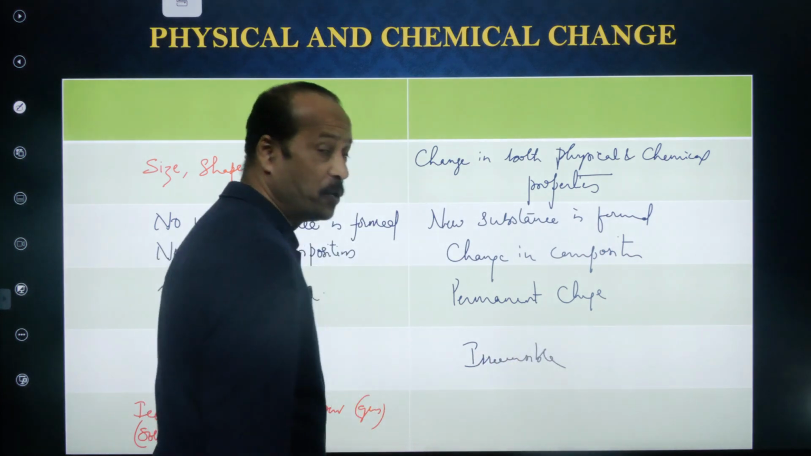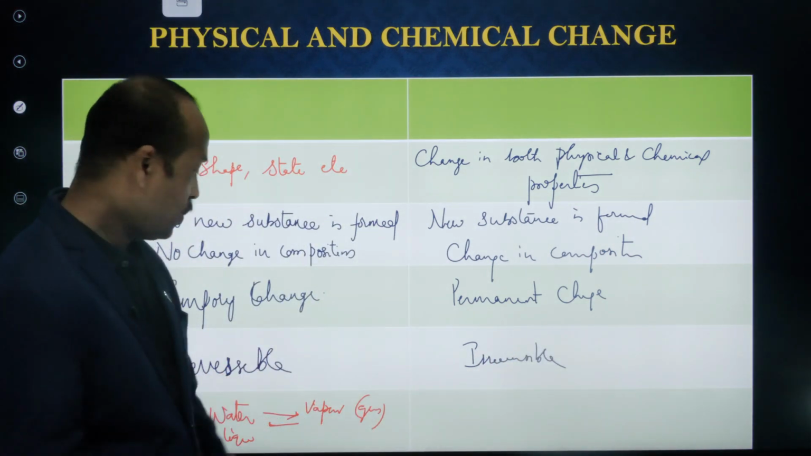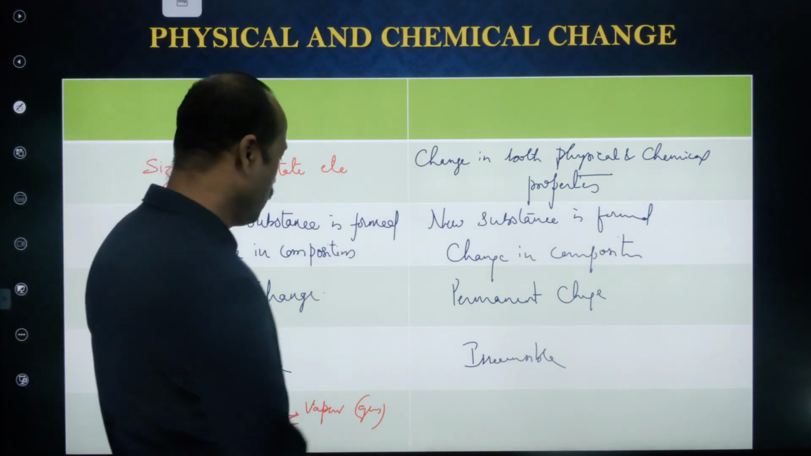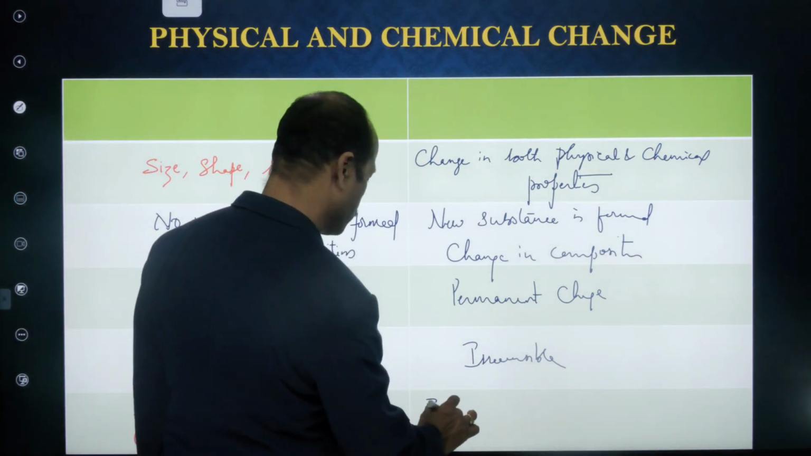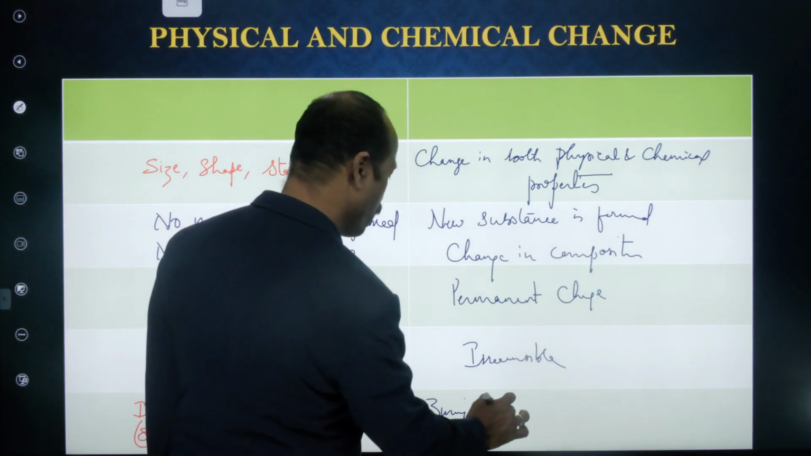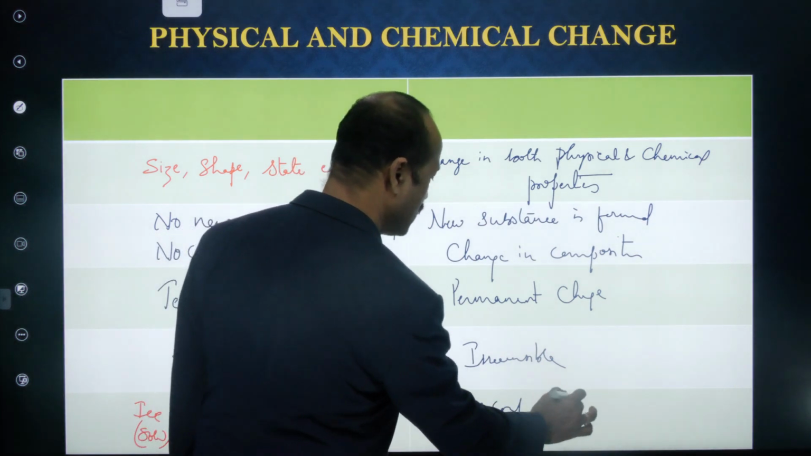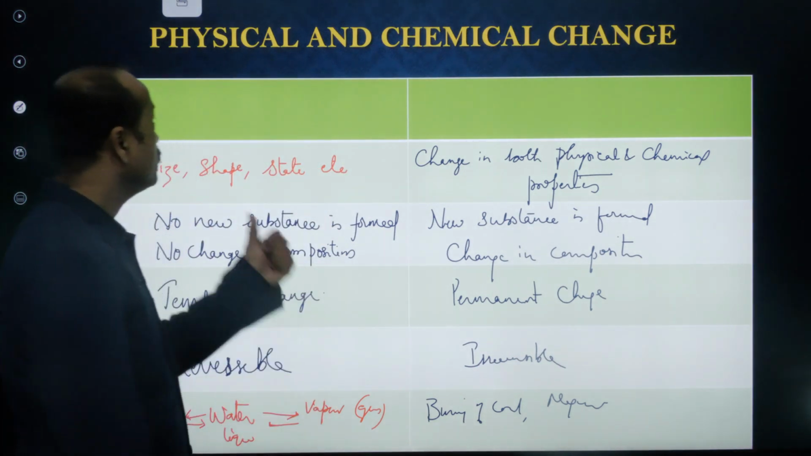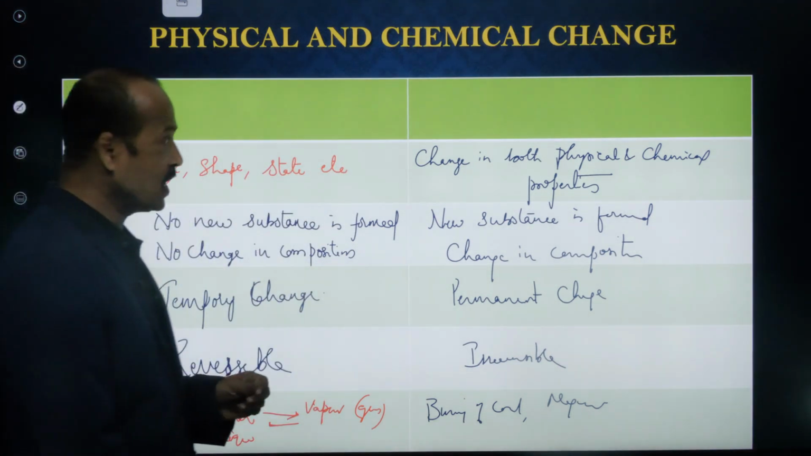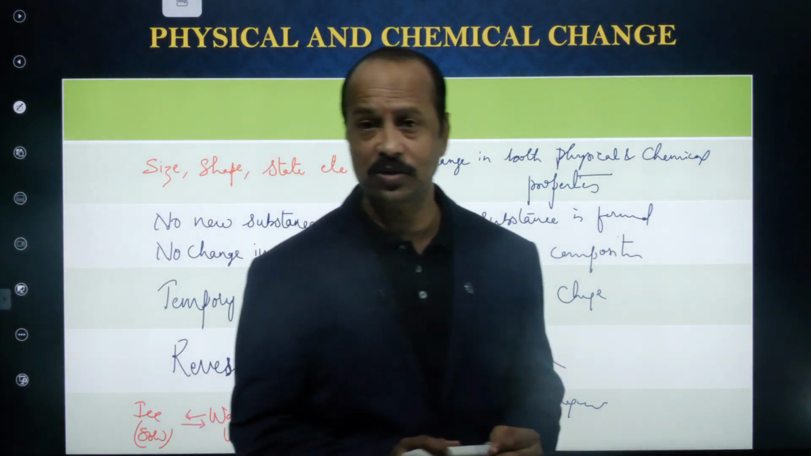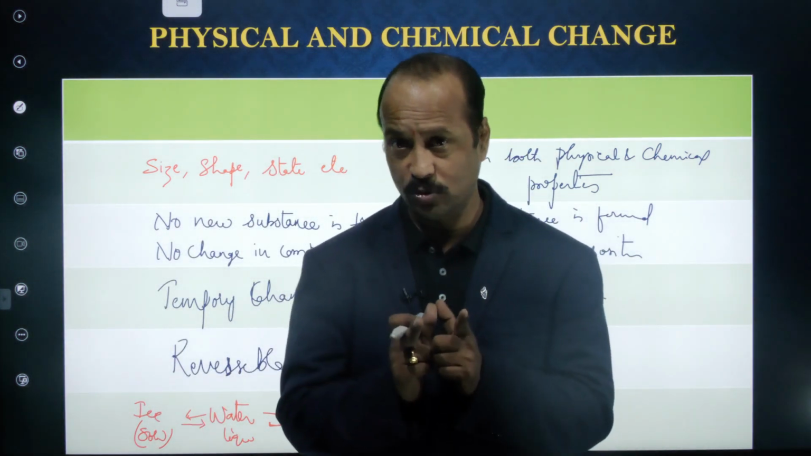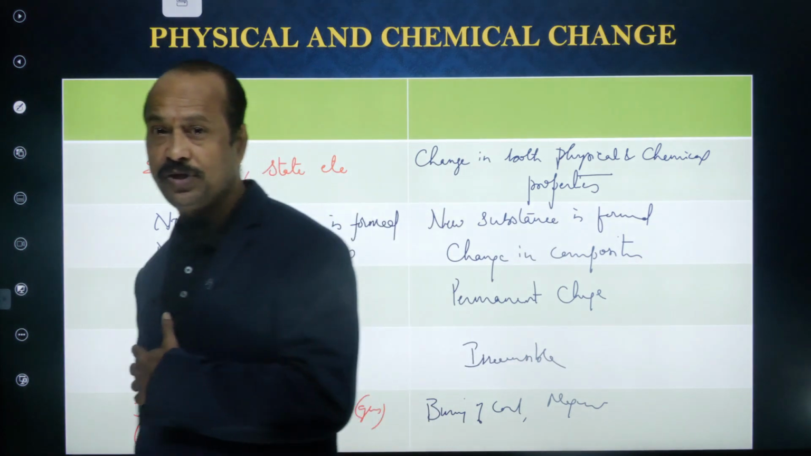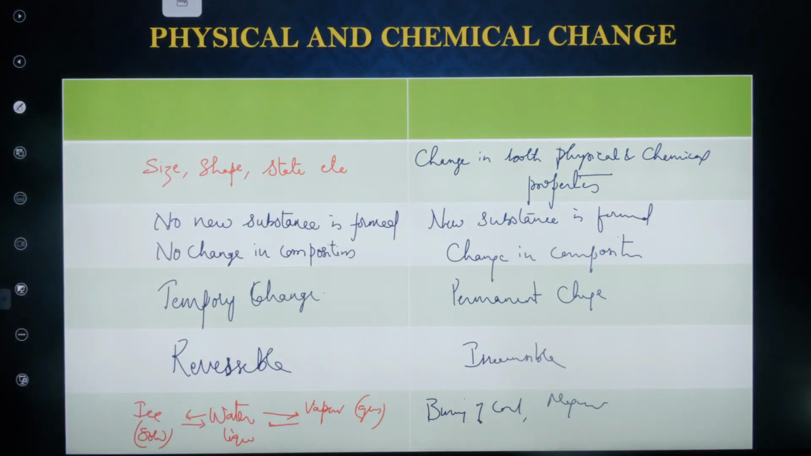Means what? It does not come back again to its original position. Example, burning of coal or magnesium and so on. Clear, students? So these are about the physical change and chemical change. Have you understood the physical change and chemical change? Any doubt? Once see here, just 1 minute, once go through this one.